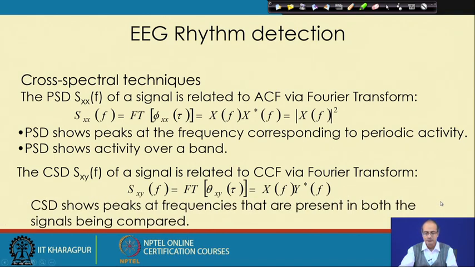Now, let us take some example and see how they actually match with each other, and what advantage we get if we replace one technique by the other.